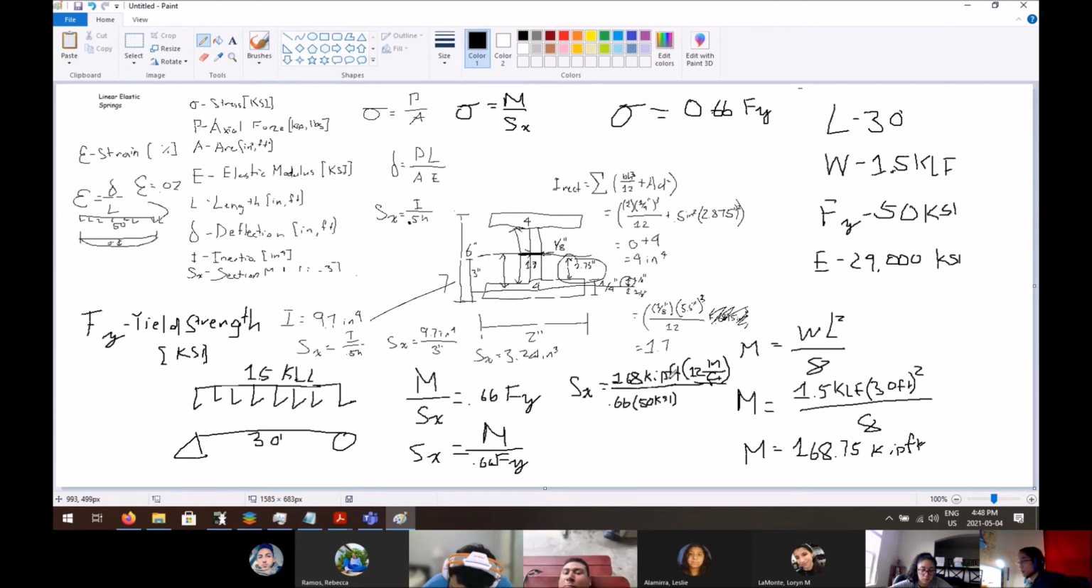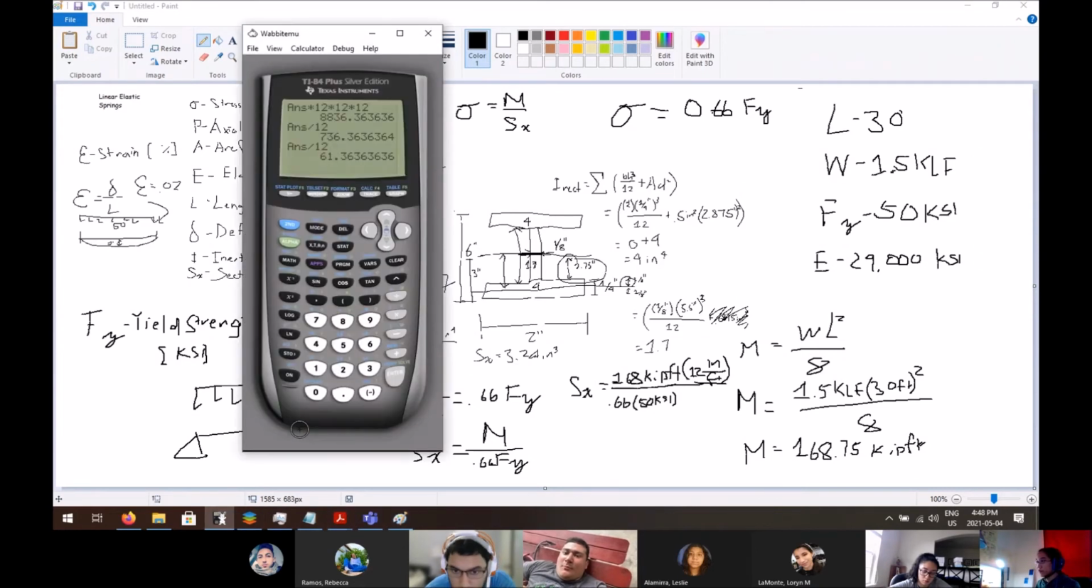We're going to change that from 168 kip feet to kip inches by multiplying by 12. It's just 168.75, but I'm lazy, so we're just going to plug that into the calculator. 168.75 times 12. So now the numerator is kip inches. Now we divide by 0.66 and divide by 50 KSI, kips per square inch. So now we're happy.